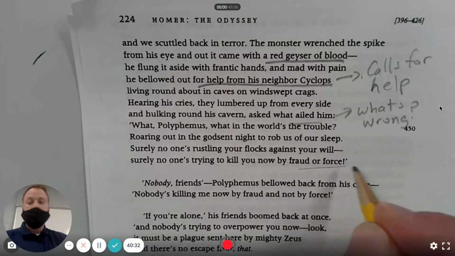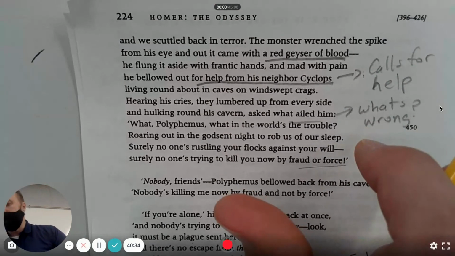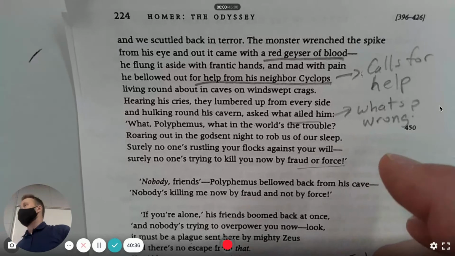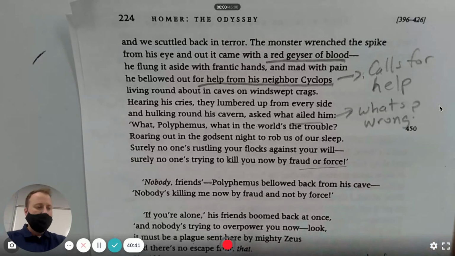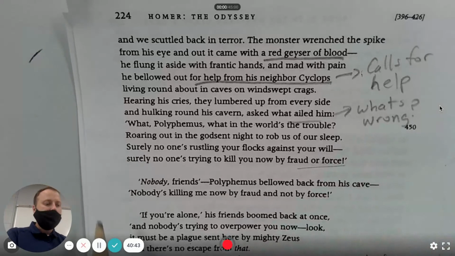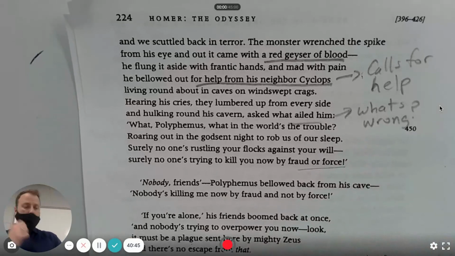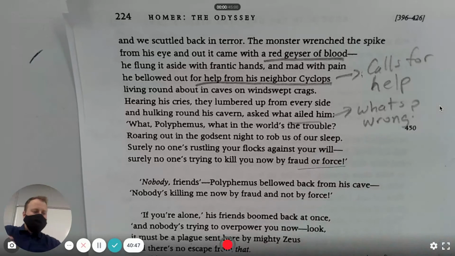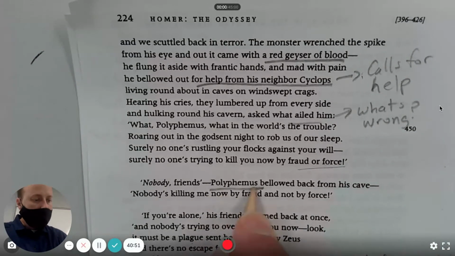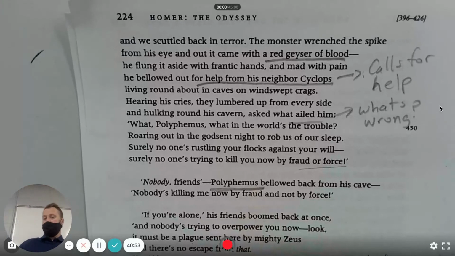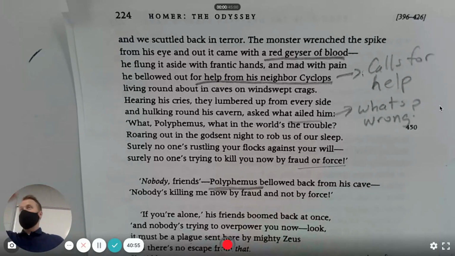So they're saying this because the Cyclops that Odysseus is coming in contact with is the biggest Cyclops. So surely there's no one attacking you. And the Cyclops replies, nobody, friends. Polyphemus, which is his name. Polyphemus is the name of the Cyclops that's got his eye stabbed.